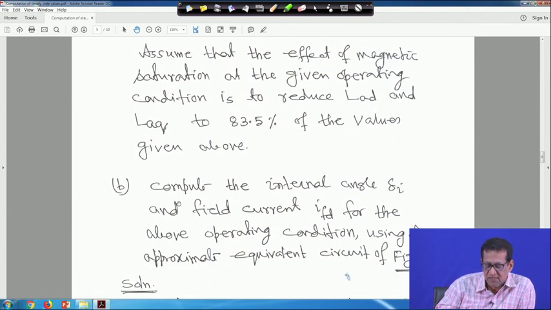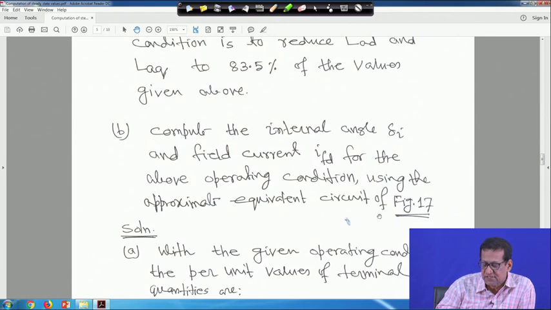And part B, compute the internal angle delta I and field current IFD for the above operating condition using the approximate equivalent circuit of figure 17, right. This figure 17 is already given before.